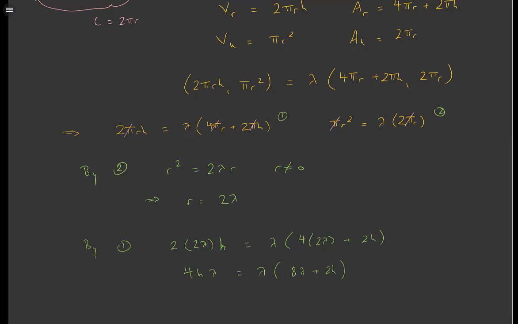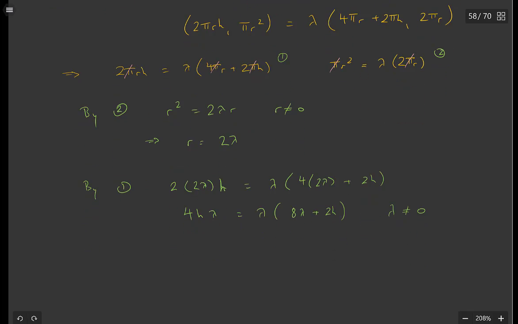Again, we have a solution here where if we just set lambda equal to 0, the equation is satisfied. But since r is equal to 2 lambda, setting lambda equal to 0 would be equivalent to setting r equal to 0, which we've already argued we don't want to do. So we can safely say lambda is not going to be equal to 0 and cancel one factor of lambda from each side. This then gives us 4h is equal to 8 lambda plus 2h, or h is equal to 4 lambda. So we've got r and h both in terms of lambda now.